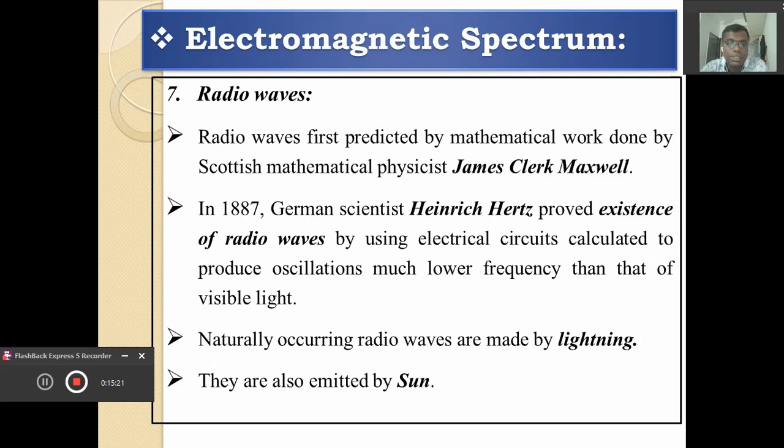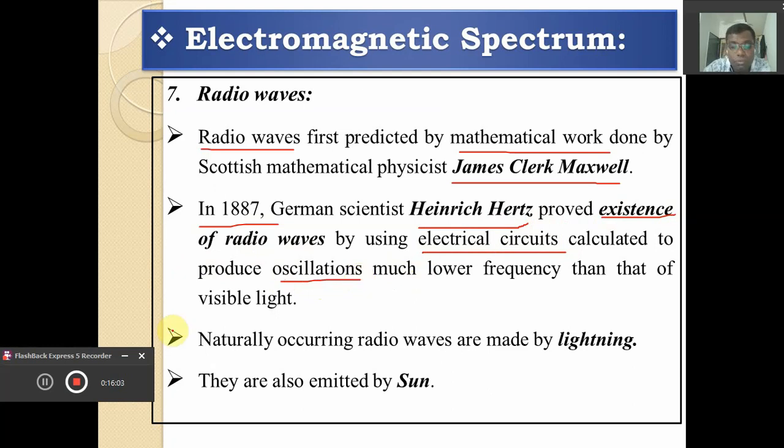Other features and information about radio waves: if we talk about their discovery, radio waves were first predicted by means of mathematical work done by the Scottish mathematical physicist James Clerk Maxwell. He gave some mathematical equations, and with the help of this, they were first predicted. And in 1887, German scientist Heinrich Hertz proved the actual existence of radio waves by using electrical circuits designed to produce oscillations of much lower frequency than that of visible light.